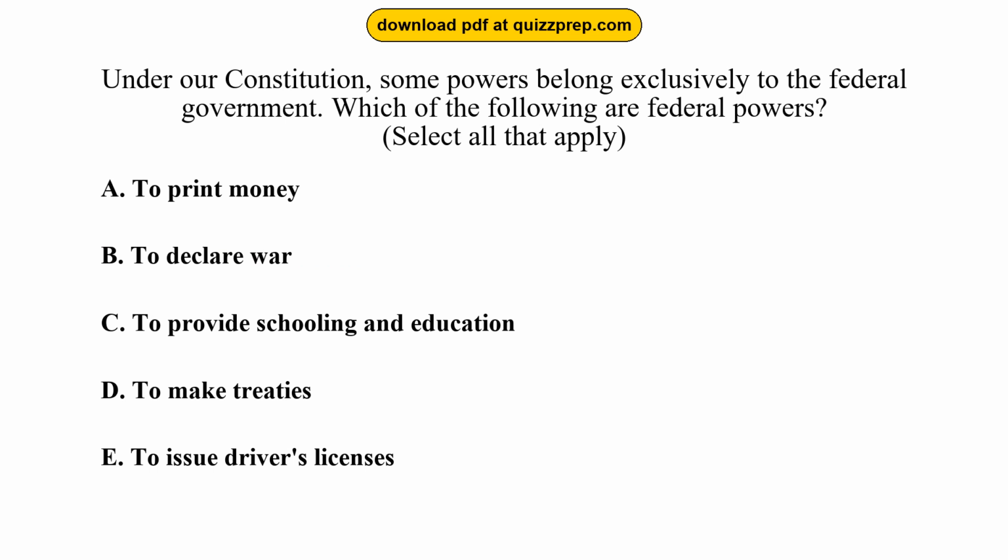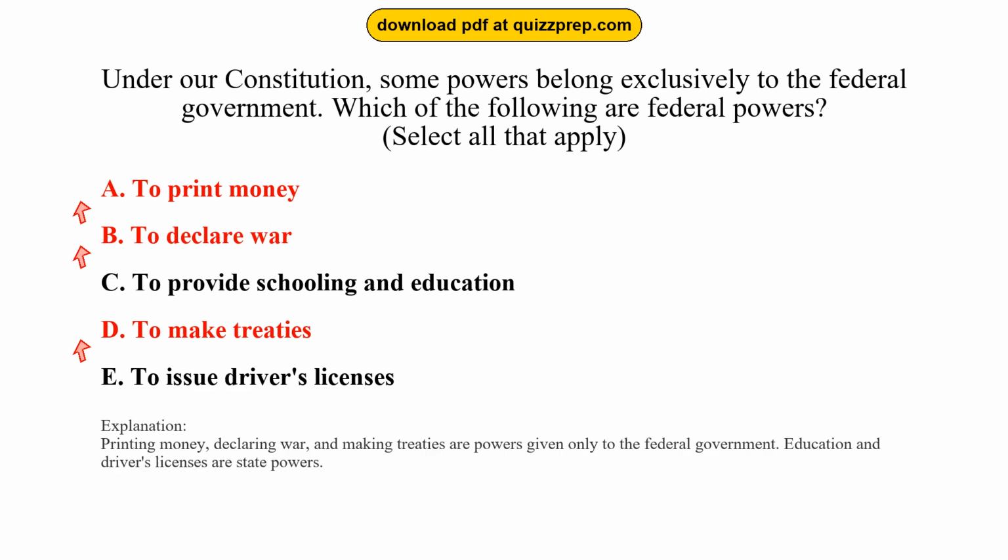Question 79. Under our Constitution, some powers belong exclusively to the federal government. Which of the following are federal powers? Option A. To print money. Option B. To declare war. Option C. To provide schooling and education. Option D. To make treaties. Option E. To issue driver's licenses. The correct answers are options A, B, and D. To print money, to declare war, to make treaties. Printing money, declaring war, and making treaties are powers given only to the federal government. Education and driver's licenses are state powers.